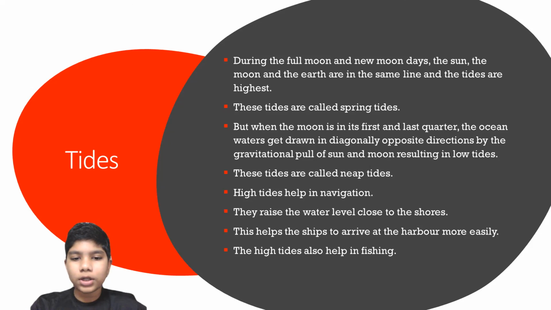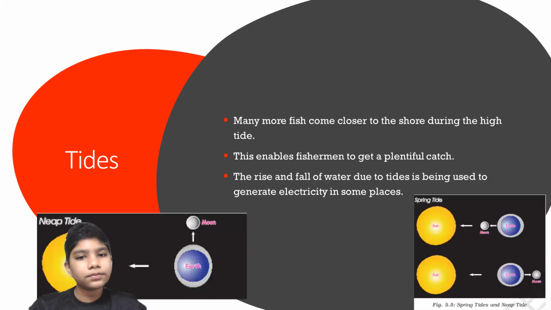The high tides also help in fishing. Many more fish come closer to the shore during the high tide. This enables fishermen to get a plentiful catch. The rise and fall of water due to tides is being used to generate electricity in some places.